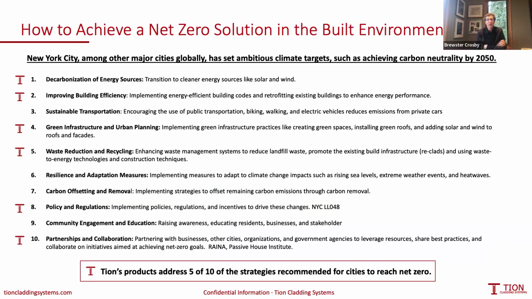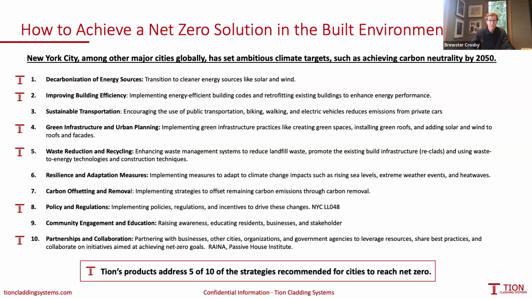So how do you achieve net zero in the built environment? There's been a lot of studies on this, and a lot of cities and organizations are really looking at driving 10 primary factors to achieve net zero. The first is to decarbonize our energy sources. So this is using cleaner energy sources, as we all know, like wind and solar and wave, moving away from coal and other carbon generating energy sources.